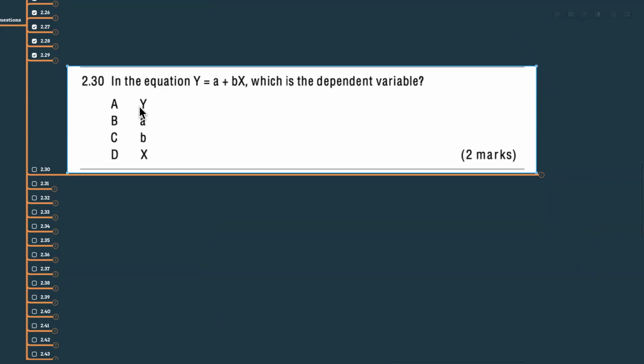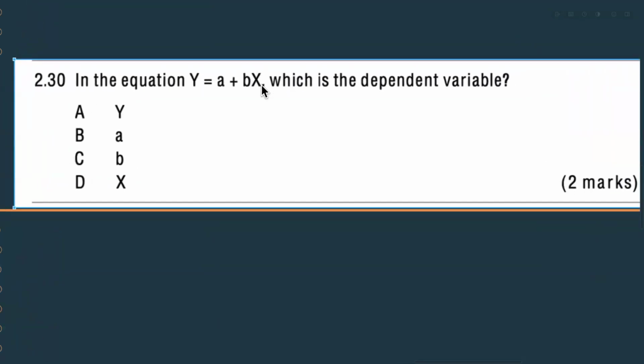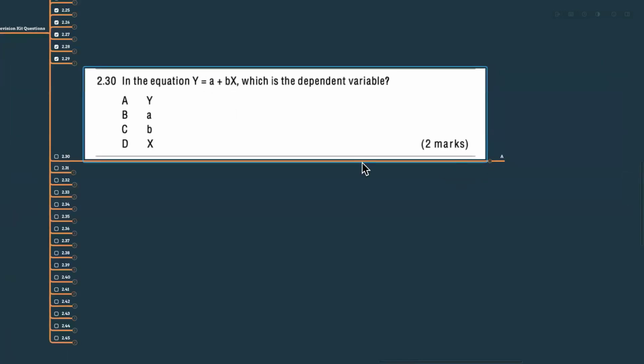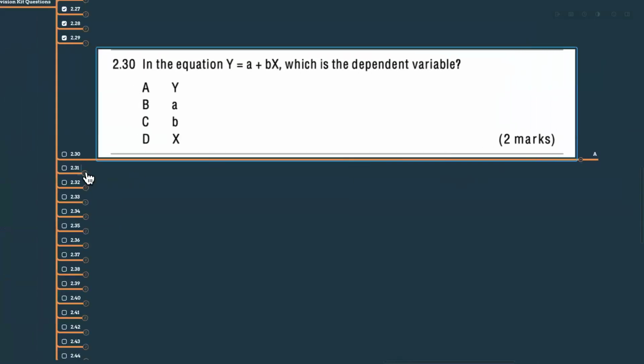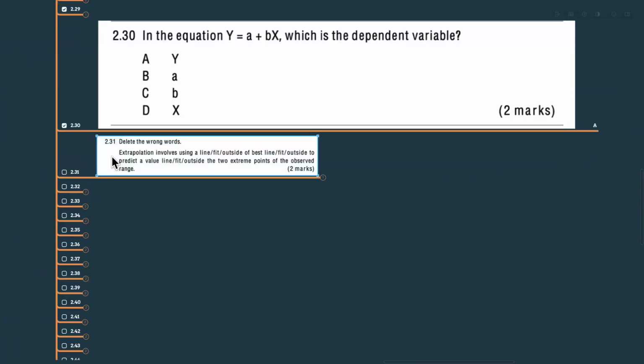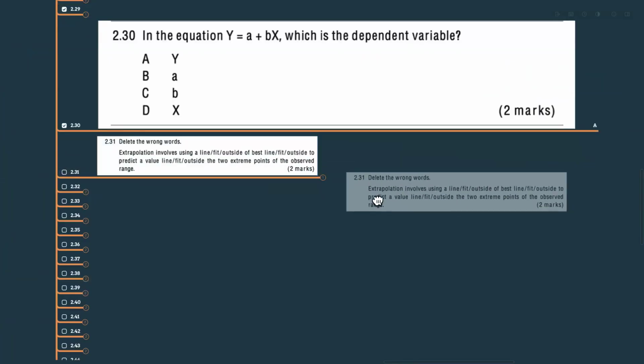Okay. So A is the answer because always you have to remember the X is the independent variable. It changes first and according to the change, the Y is going to change. So the known variables are X, the estimating variables are Y. So according to that, the answer is going to be A, right? So that is 2.30. And let's do the other question, 2.31.